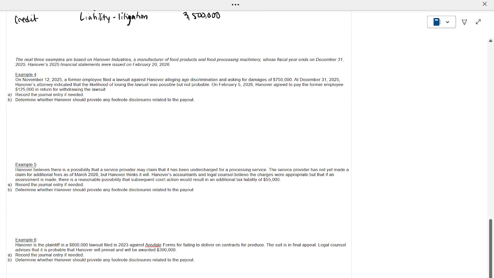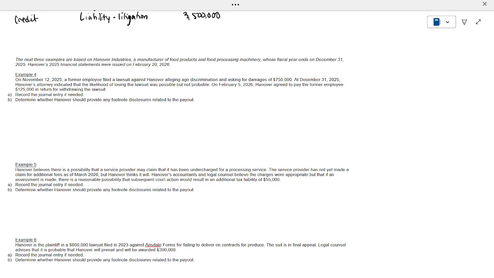The next 3 examples are based on Hanover Industries, a manufacturer of food products and food processing machinery. Fiscal year ends December 31st, 2025. Financial statements issued February 20th, 2026. Example 4: on November 12th, a former employee filed a lawsuit alleging age discrimination and asking for damages of $750,000. At year end, the attorney indicates the likelihood was possible but not probable. On February 5th, 2026, Hanover agreed to pay the former employee $125,000 in return for withdrawing the lawsuit.